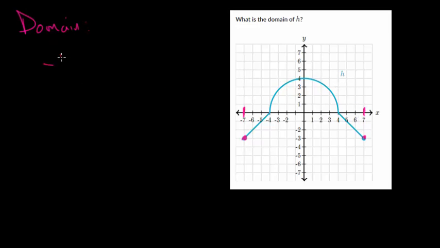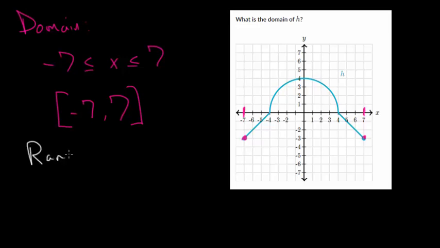So we can say that x is bigger than or equal to -7, but it's also less than or equal to +7. And using the interval notation, it just looks like -7 to 7, both closed with brackets because we include those endpoints. Now, just to kind of change it up, we can also ask what the range is.